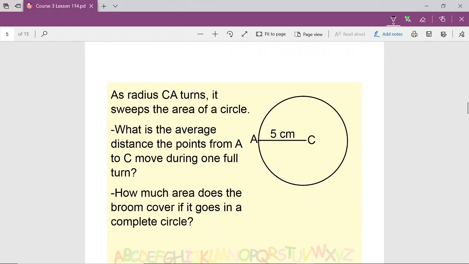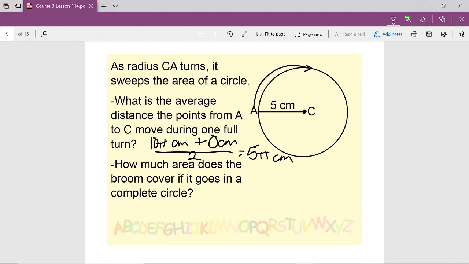A few more questions about this same situation. So what is the average distance that the points from A to C move in one full turn? Well, that's averaging how much C moved with how much A moved all the way around here. So we're saying, well, A moved 10 pi centimeters and C moved 0 centimeters. We want the average, so we take those. Since there's two different amounts, we divide by 2. So we get 10 pi divided by 2, or 5 pi centimeters is the average that we turn.